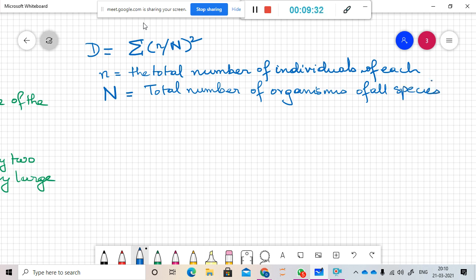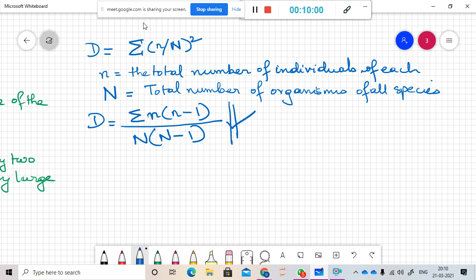This can also be written as, a better way of writing this formula is D is equal to sigma of small n into small n minus 1 divided by capital N into capital N minus 1. So this is a better way of doing it.